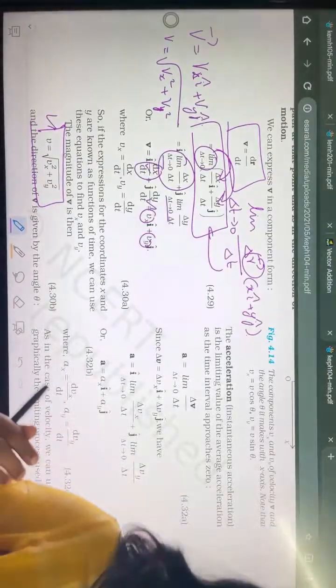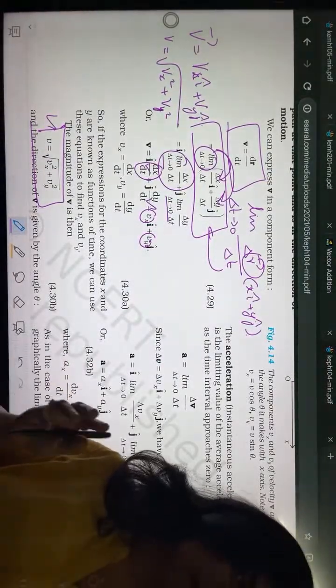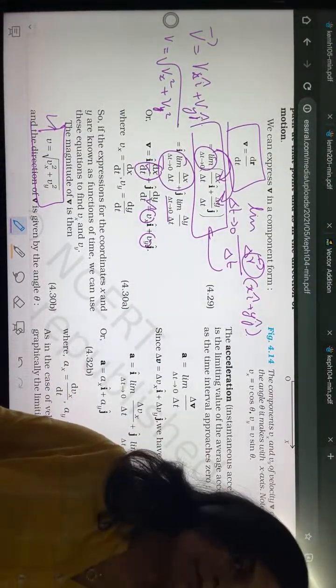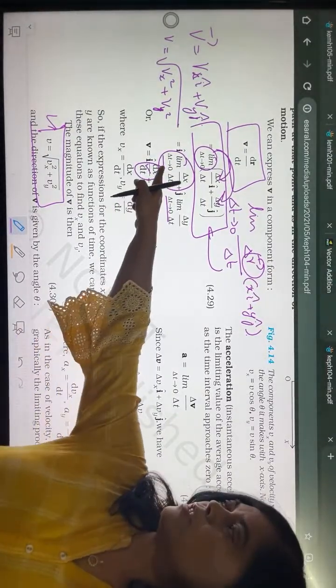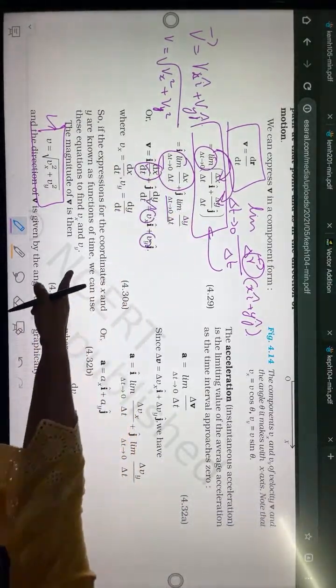So you need to take the coefficients of i and j, and then square and sum, and then put it in the square root. So this will give you a magnitude. So it is the magnitude of a vector.